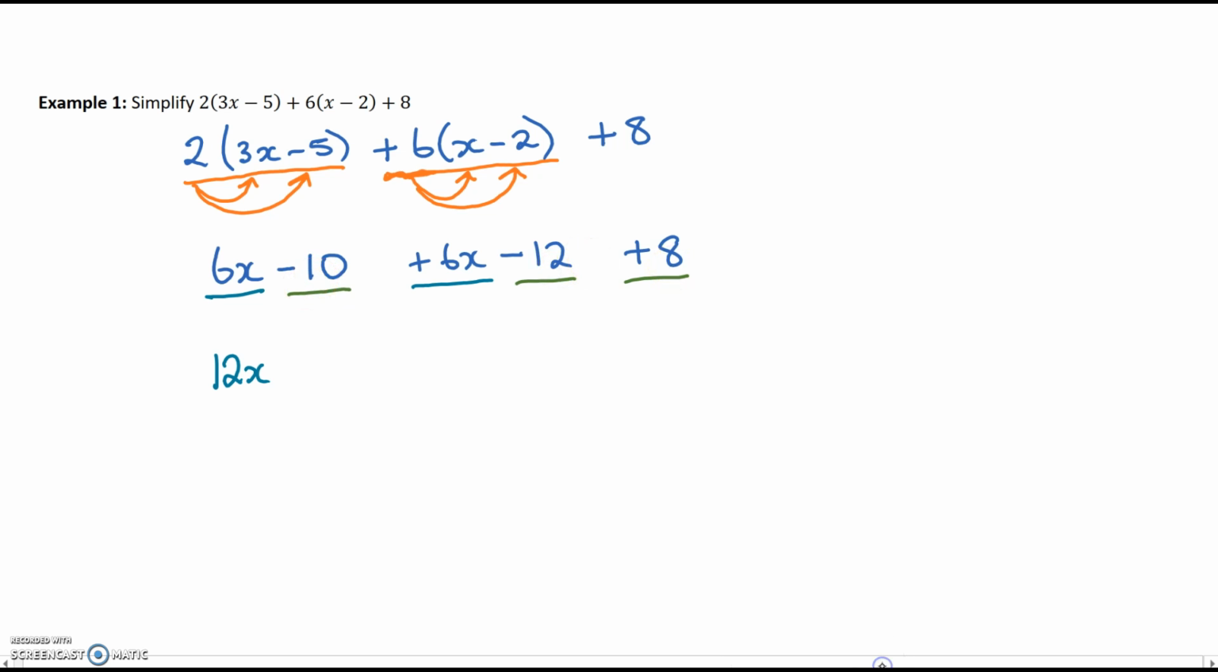Well, negative 10 and negative 12, they have the same sign, so that's negative 22 plus 8. So negative 22 plus 8 have different signs, so we subtract. 8 from 22 is 14, and it was the biggest. The negative 22 is bigger than the 8, so we keep the sign of the bigger number, which is negative 14. So 12x minus 14 is your answer. Okay.